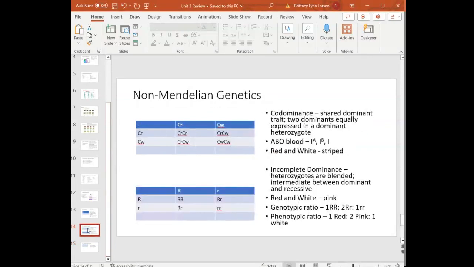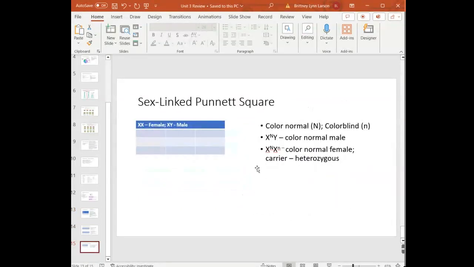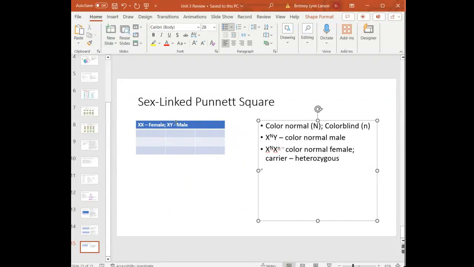If I wanted you to do a Punnett square, though, I would tell you in an incomplete dominance situation or in codominance, if I just say a Punnett square, this is what I mean. Remember that. And the same thing with sex-linked Punnett squares. If I'm looking at a sex-linked Punnett square, I'm going to have to include the X's and the Y's because X and Y are important. So if I want to cross a color normal male, so I'm saying crossing a male that is not colorblind, so he's X normal Y, okay?